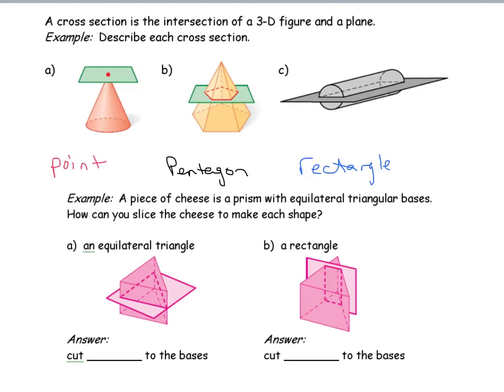Well, if I want to cut this with this plane here so that I have an equilateral triangle left over, if I want the same shape as the base, I have to cut parallel to the base. If I cut parallel to the base, I end up with the same shape. In this case, I want a rectangle, so I want the shape of these lateral faces here. If I want that, I will have to cut perpendicular to the bases.